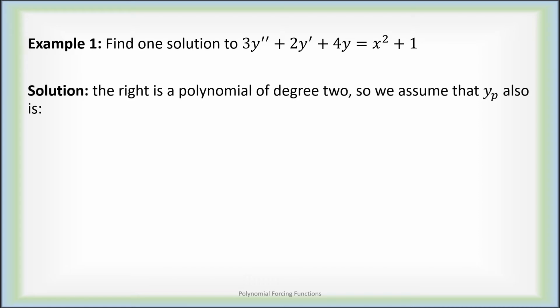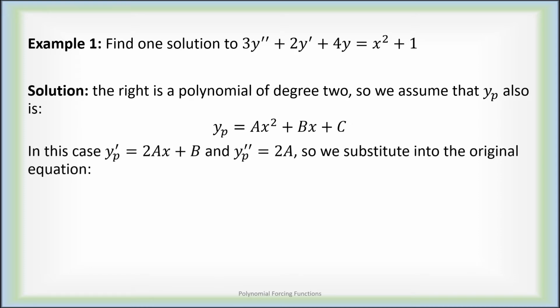The forcing function is a polynomial of degree 2, x squared plus 1. So let's assume that the particular solution yp is also a polynomial of degree 2. But a polynomial of degree 2 can have three terms: something times x squared, something times x, and then a constant. And I don't know what those are yet. However, the first and second derivative are very easy to compute. The first derivative is 2ax plus b, and the second derivative is just 2a.